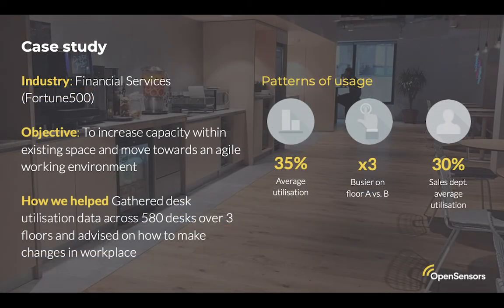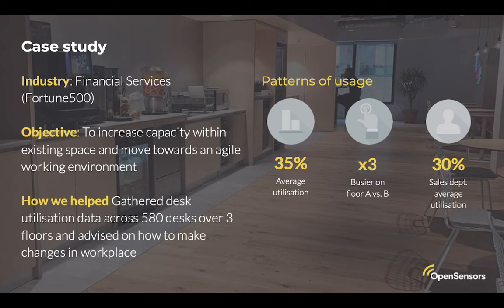So I want to share a case study to bring this a little bit more to life. We work with a company that recently moved into a new building, and they want to move towards an agile working environment, but also increase capacity within the existing space. The FM team, the facilities team, strongly believe that there is more capacity, particularly in the sales department, because manual surveys showed that utilization was half of what the sales director said.